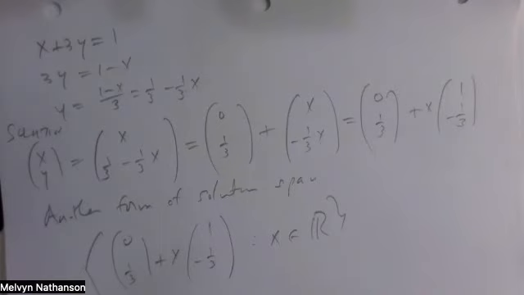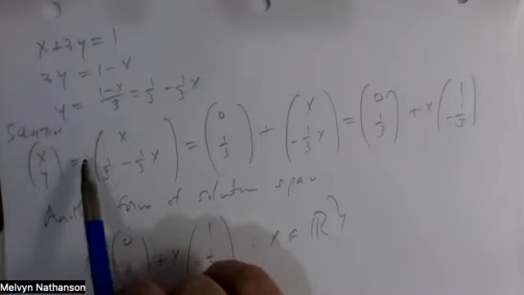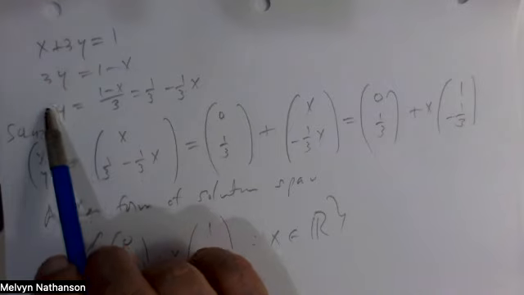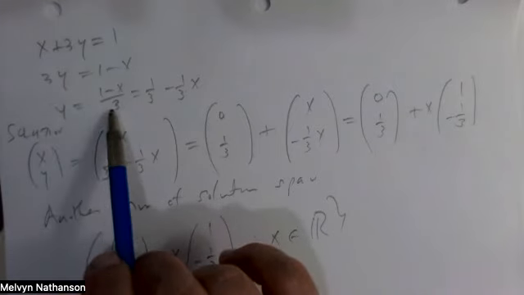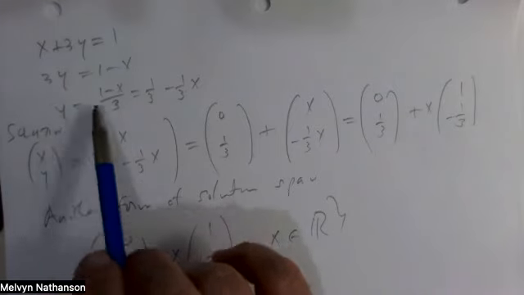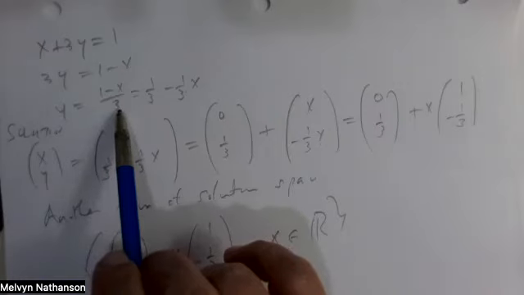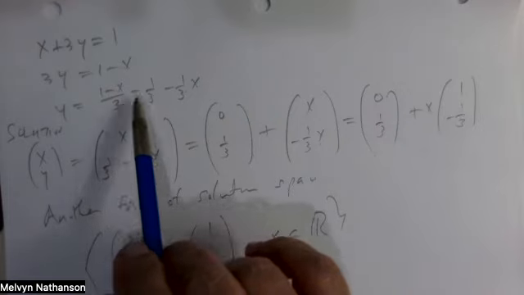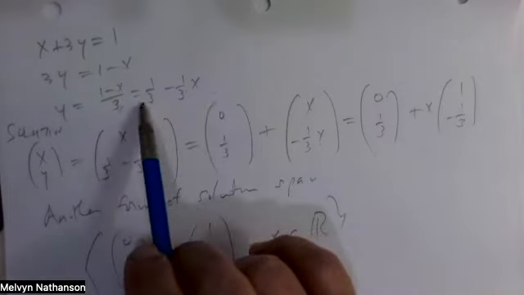Professor, why do we switch from y equals 1 minus x over 3 to 1/3 minus 1/3 x? Couldn't you just leave it as 1 minus x over 3 and then solve it? Well, that is the solution. This is just another way of writing it, simplified.